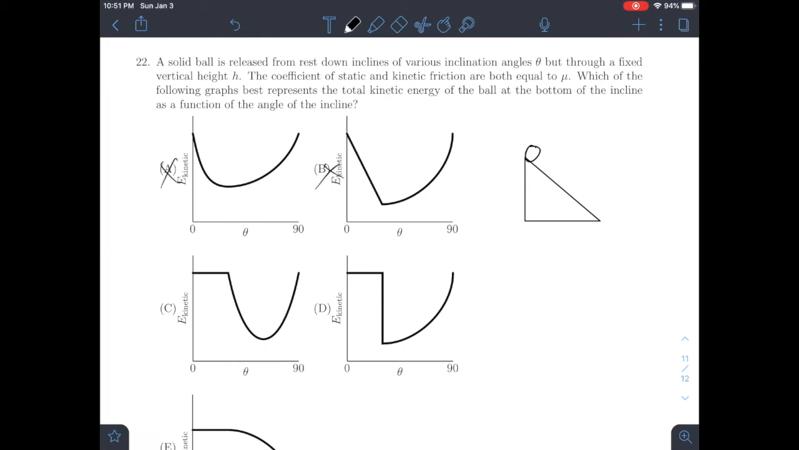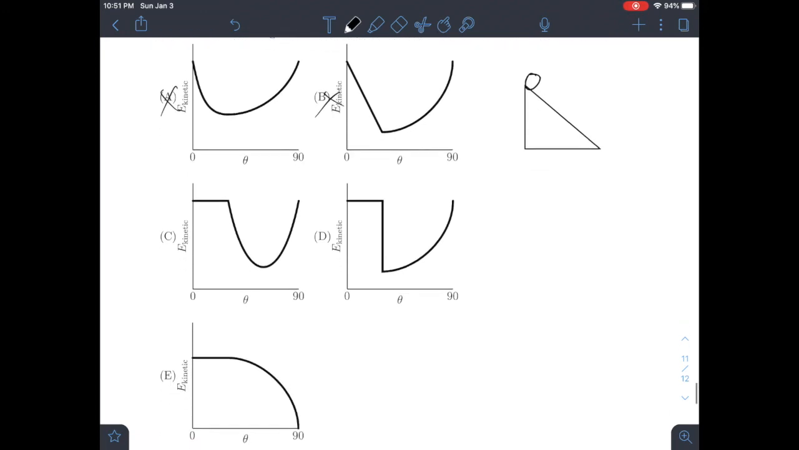First, we know that when the ball is not slipping, there's no work done by friction, so A and B have to be wrong because the kinetic energy is constant for a while at the beginning. And also, when theta approaches 90 degrees, there's a free fall, so the kinetic energy should return to normal. So E is also not correct. So from C and D, what's the difference? At C there's no discontinuity, but at D there's a discontinuity.